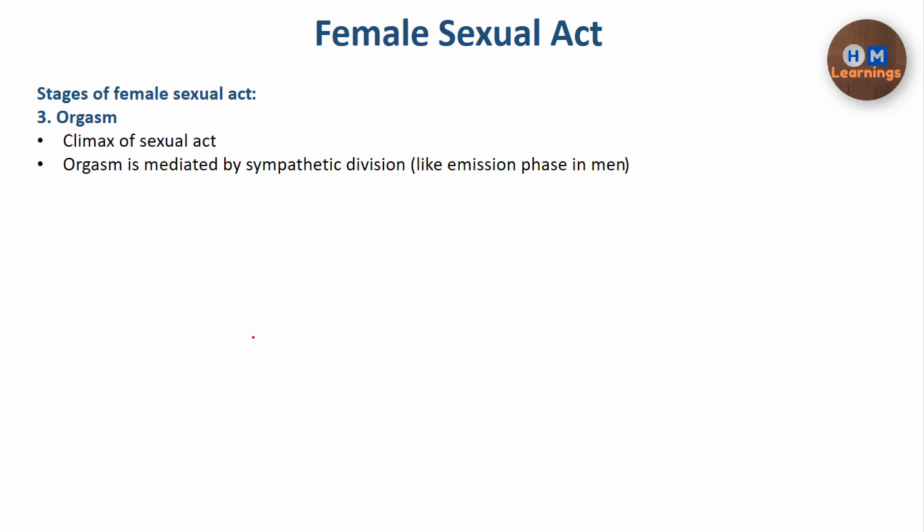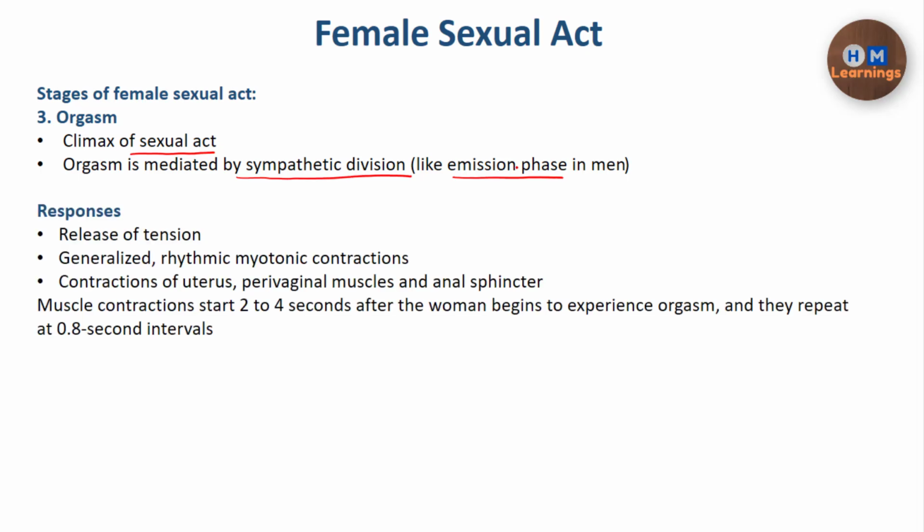You can see that for the orgasm, the stimulation is actually the plateau phase. For the plateau phase, the stimulation is the excitement phase. So orgasm is basically the climax, the end of the sexual act, and this is mediated by the sympathetic division, like initiation is mediated by the sympathetic division in men. So what happens during the orgasm? There is release of the tension which has developed throughout the body.